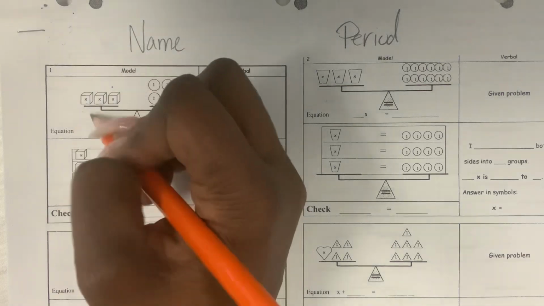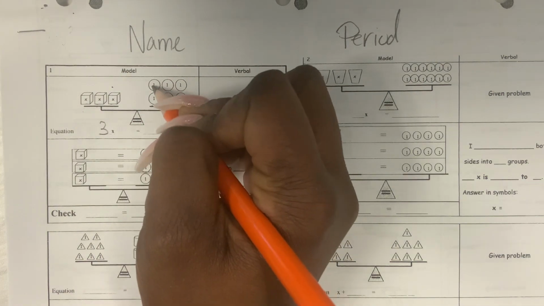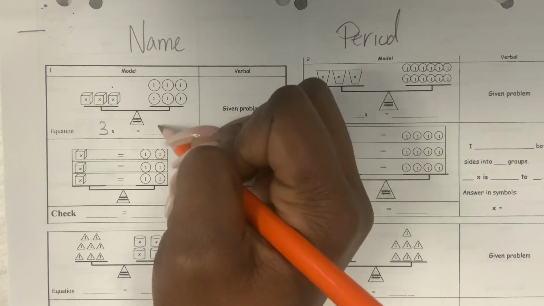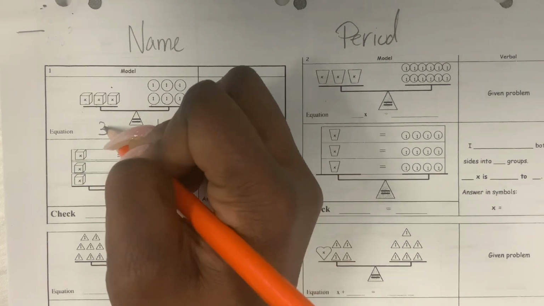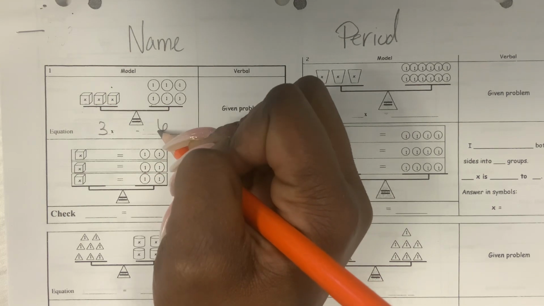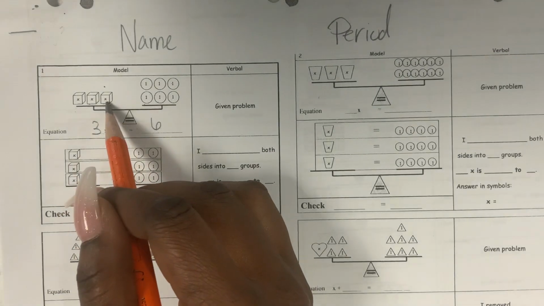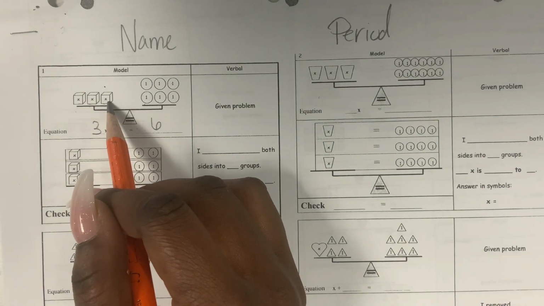1, 2, 3. So we have 3 x's equals 1, 2, 3, 4, 5, 6 ones. So this is our equation: 3x equals 6. Remember, all of our equations are balanced. We want to keep them balanced, but we want to figure out what 1x equals. We want to isolate this variable.